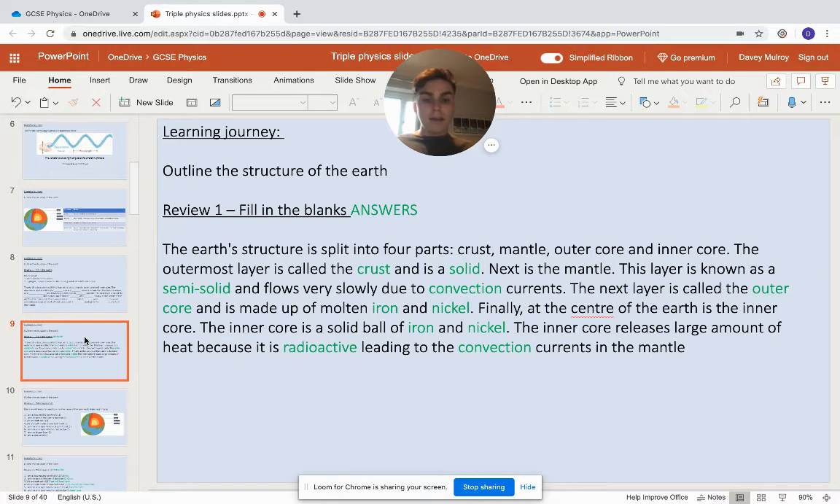Finally, at the center of the Earth is the inner core. The inner core is a solid ball of iron and nickel. The inner core releases large amounts of heat because it is radioactive, leading to the convection currents in the mantle. If you need to pause it to tick your answers and maybe correct some, I'm going to give you a chance to do that now by hitting pause.